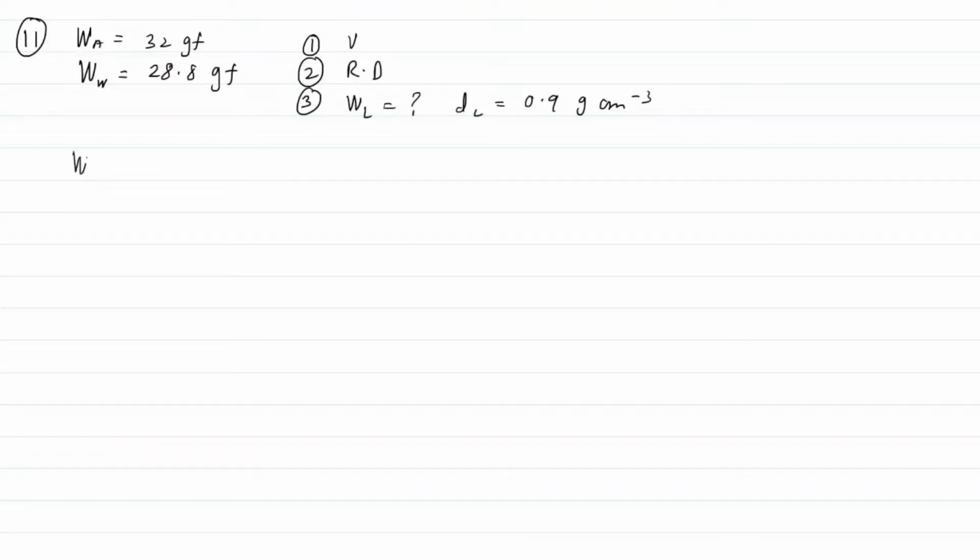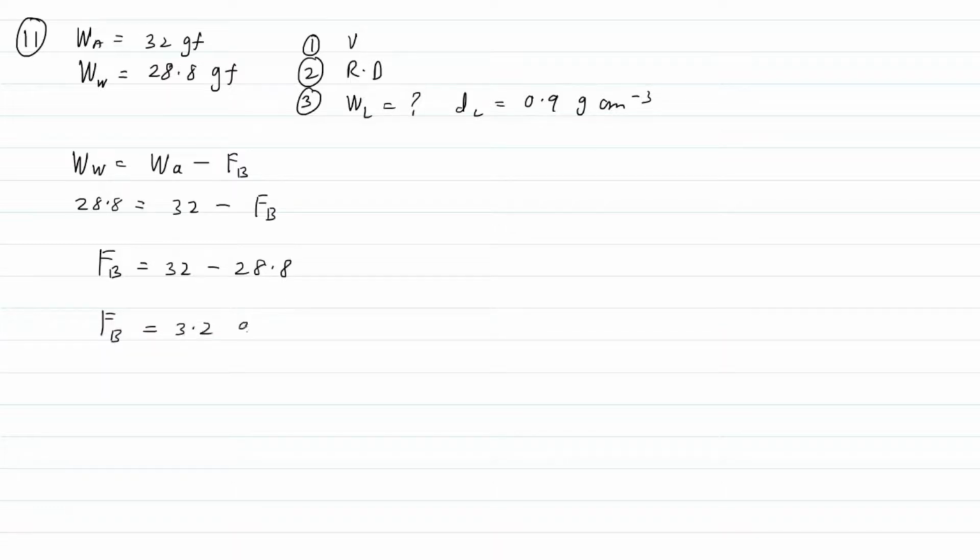We know that weight inside water will be weight in air minus the upthrust. So therefore here you have 28.8 and this is 32 and that is the upthrust. So upthrust is 32 minus 28.8, and this will give you how much? 3.2 gram force. That will be the upthrust.